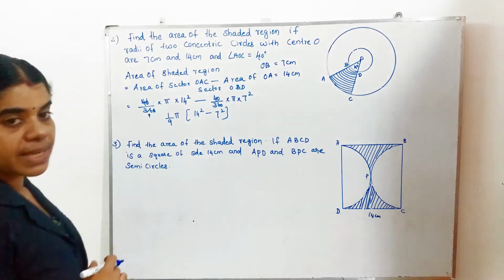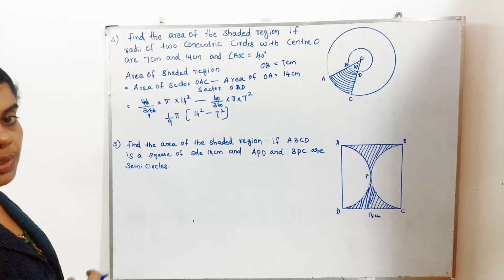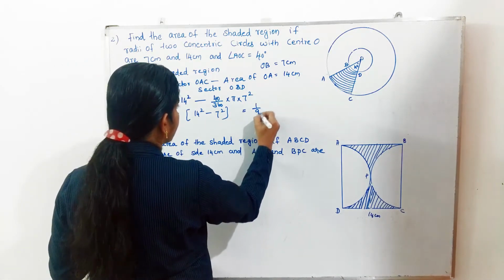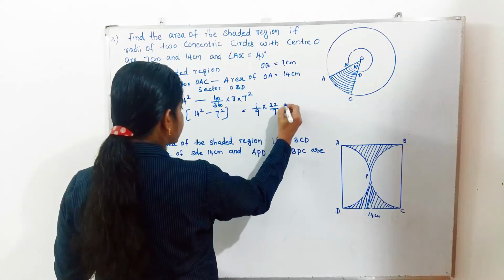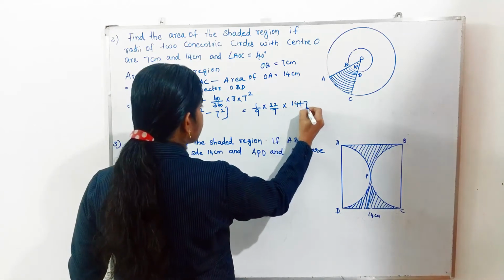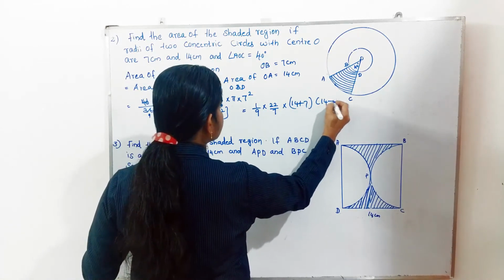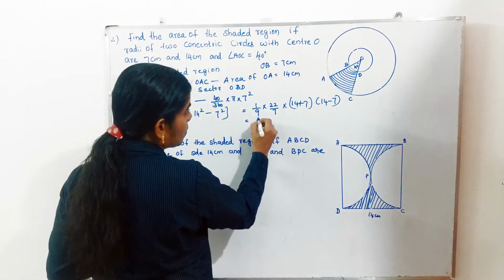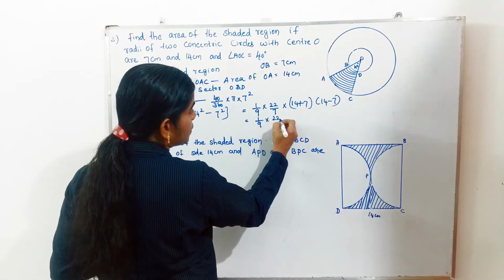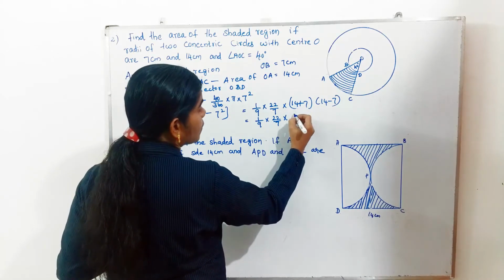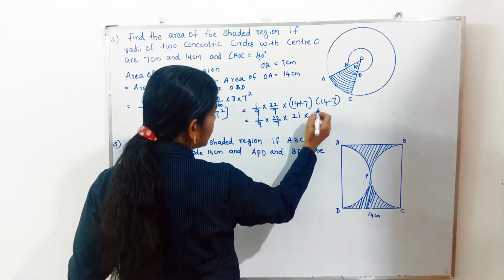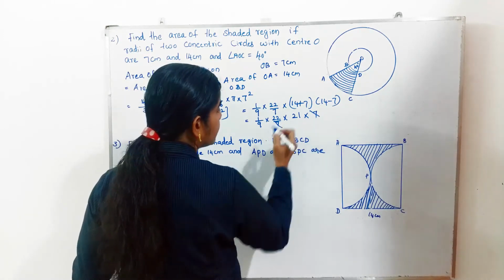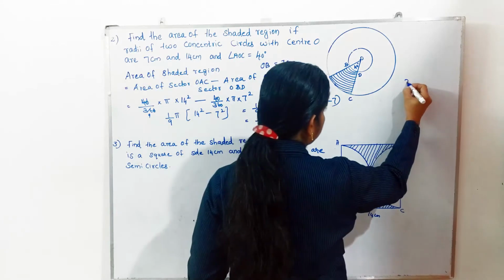Here also we can use a square minus b square, that is equal to a minus b into a plus b. That is 1 by 9 into 22 by 7 into 14 plus 7 into 14 minus 7. That is a plus b into a minus b. That is 1 by 9 into 22 by 7 into 14 plus 7 means 21 into 7. This 7 and 7 we can cut. 22 into 21.